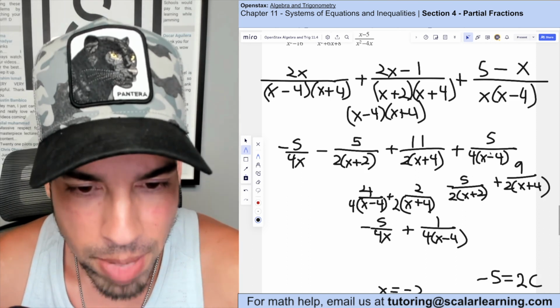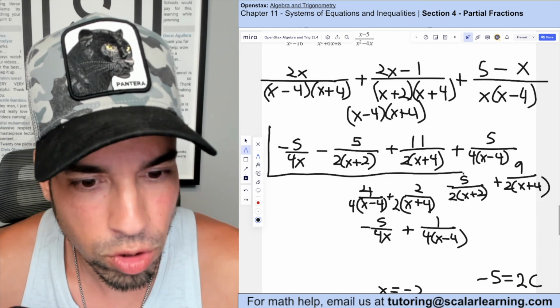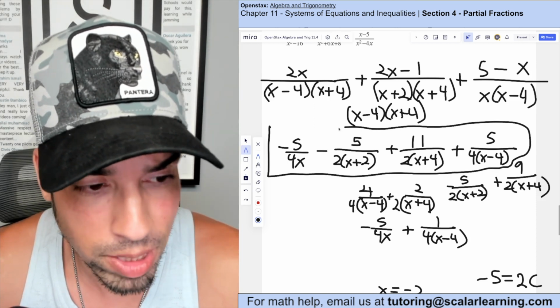And just a quick caveat, in the back of the book they have a plus here, but I'm pretty sure that's a mistake. So this is how you do it. That is a long question, but that's the answer.